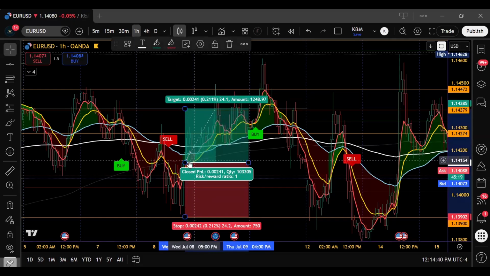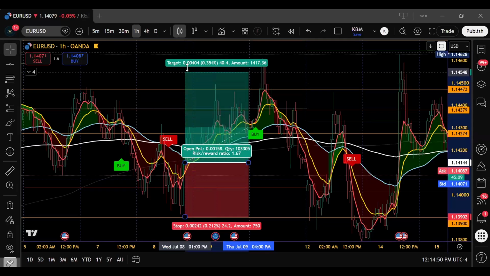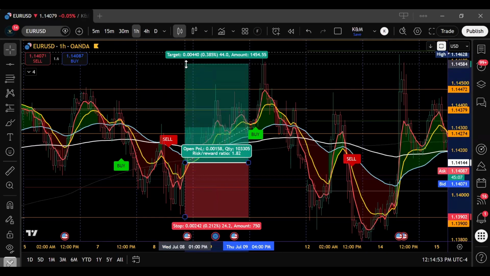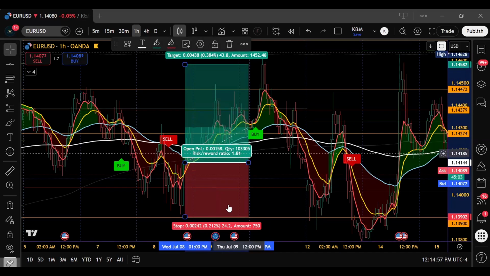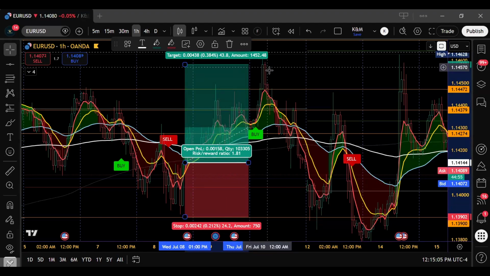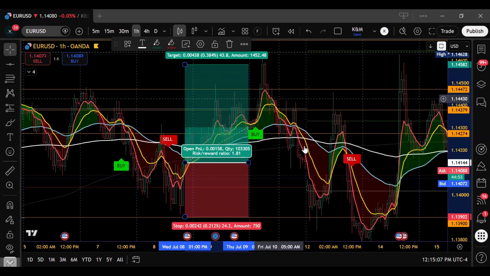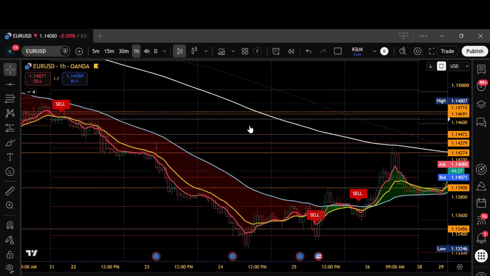That's it. Based off the entry off this W, catch up and mustard crossing off of the ADR, our target would have been hit here. It went as high as here for the week. So that would have been a 1.8 risk to reward. We would have risked 24 pips and gained 43 pips, 43, 44, depending on where you got out at. Friday came in, done for the week.